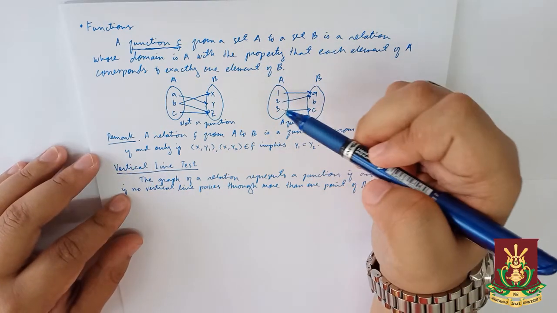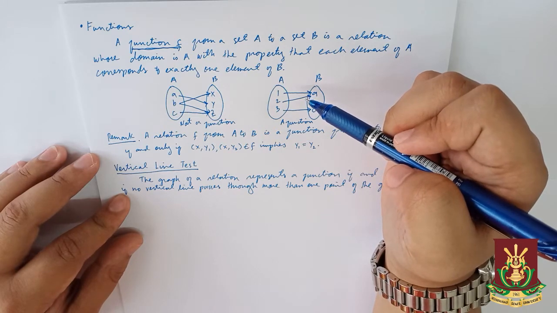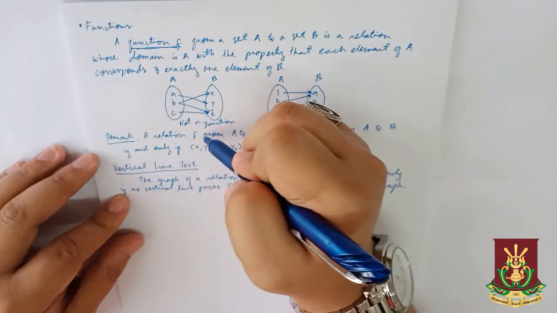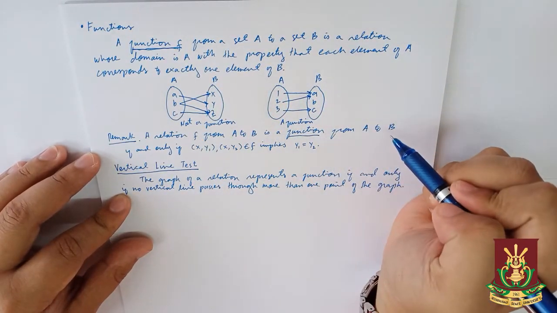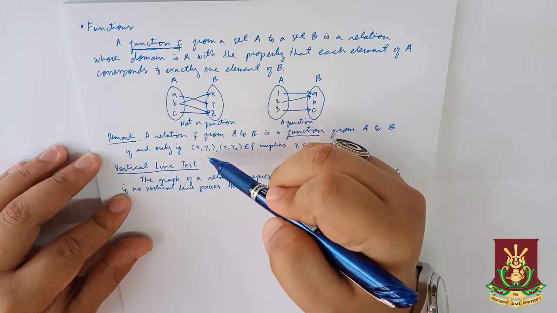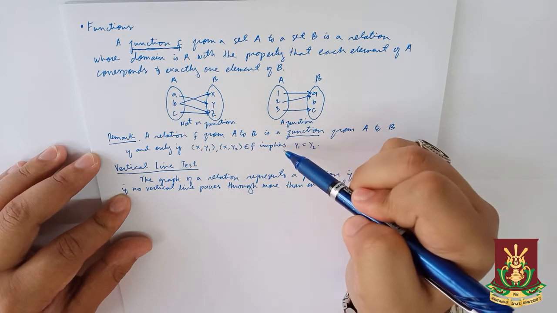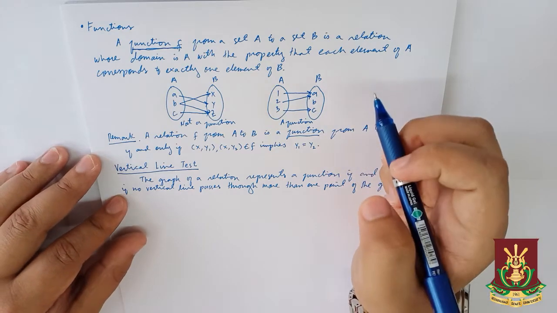As a set of ordered pairs, no two distinct elements of F have the same first coordinates. More precisely, a relation F from A to B is a function from A to B if and only if for every ordered pairs (x, y1) and (x, y2) in F implies that y1 is equal to y2.